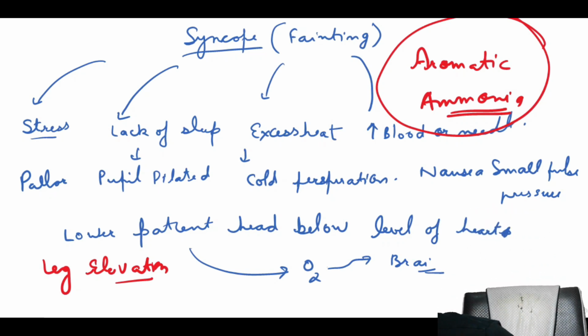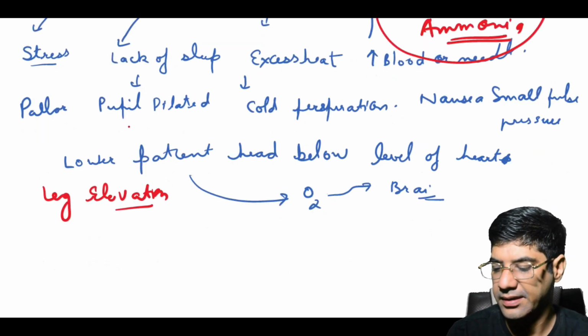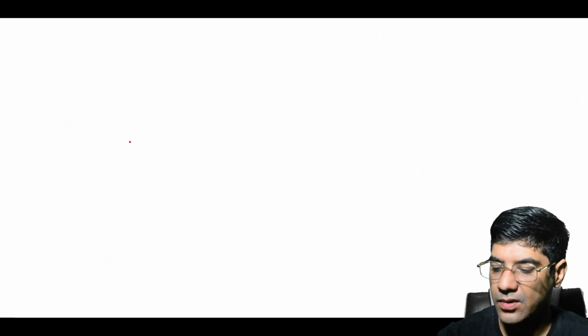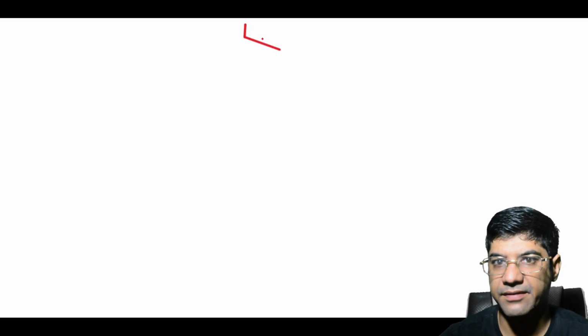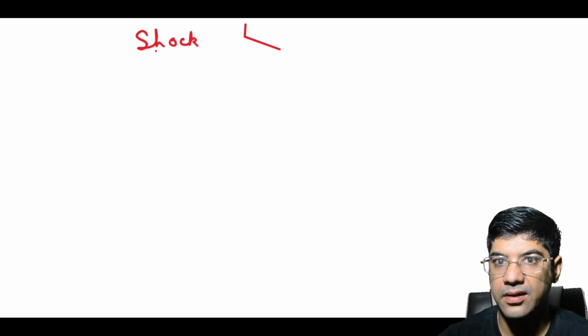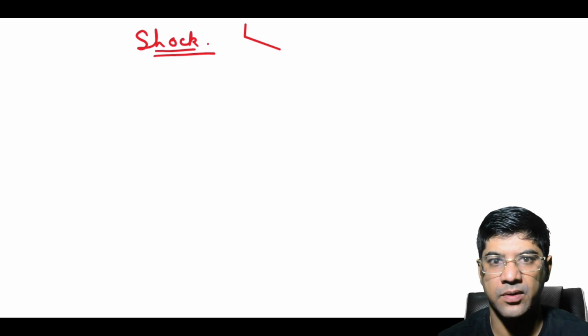Second condition we are going to discuss is shock. Shock is a serious condition that is characterized by insufficient blood flow to the vital organs that leads to systemic failure. It is the result of severe imbalance between the volume of blood and capacity of the vascular system.